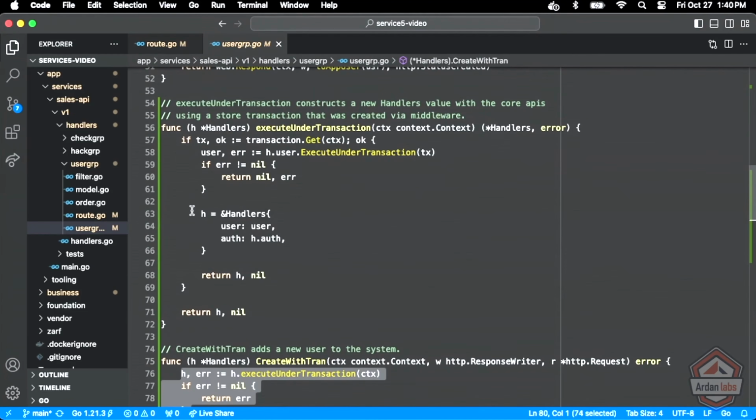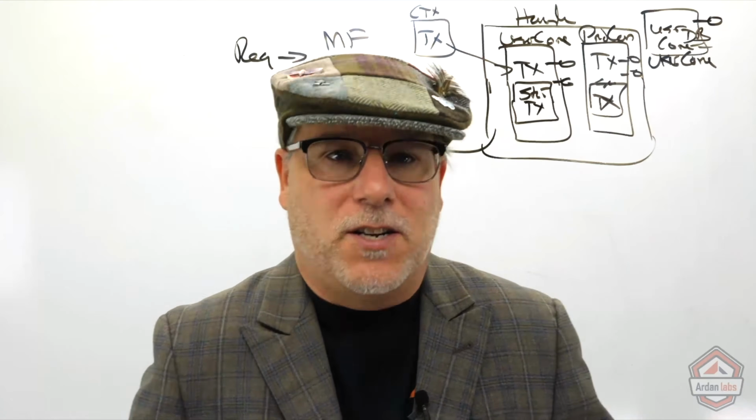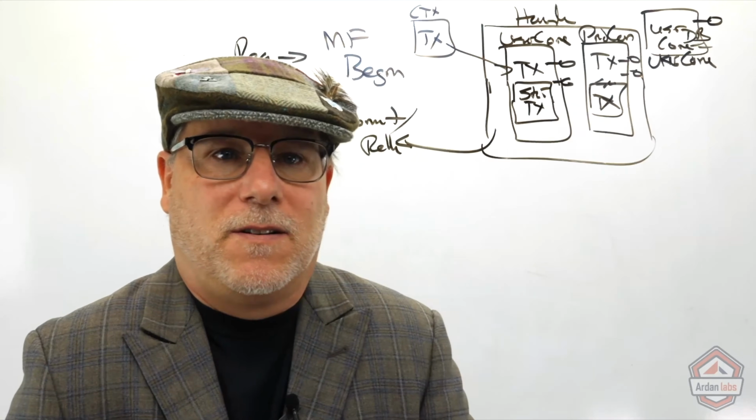which essentially constructs a new handlers, and then we can make sure that that transaction that got started here is in a brand new user core, brand new product core. Stores are using the new transaction, and everything executes the same, but it's now executing not against that DB, but against that transaction that gets constructed in the middleware.